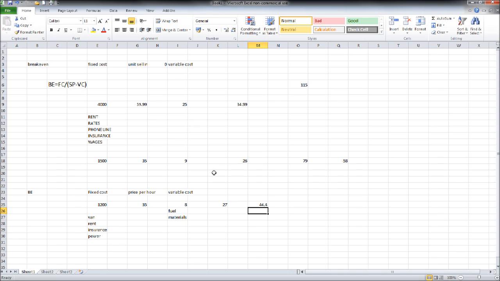Now, I suggest that you do this analysis on a monthly basis. The reason being, a lot of these fixed costs will be monthly: a phone line, rent, rates, wages, insurance. They're mostly monthly, so it's easier to calculate. And there's no need to do it on a week-by-week basis; a monthly basis, or even an annual basis, will give you a better idea.